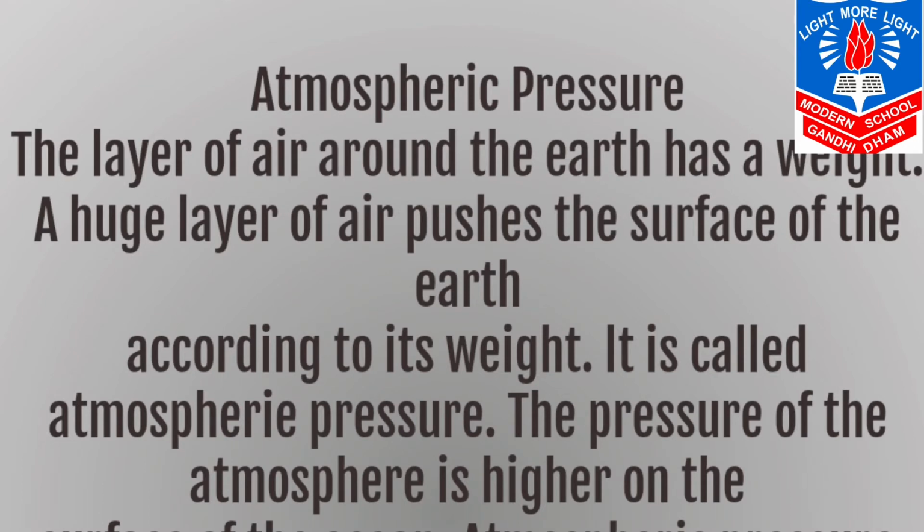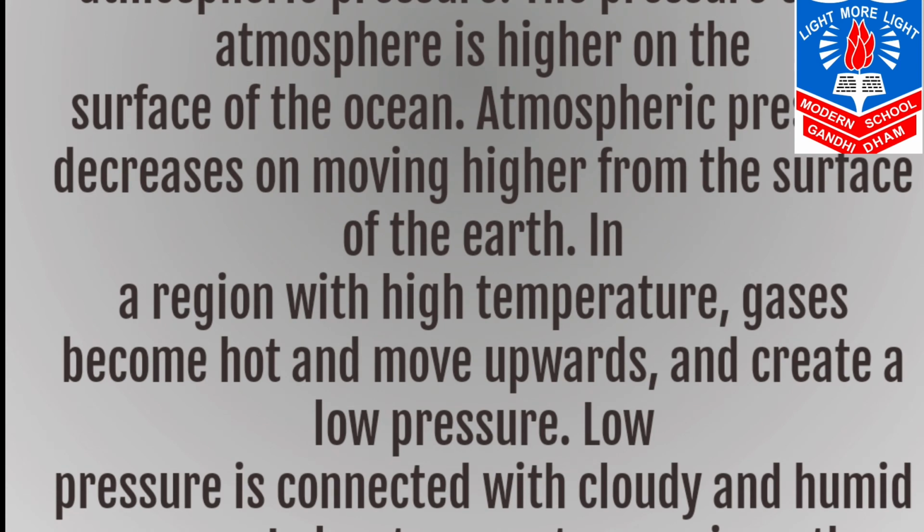Now what is atmospheric pressure? That is the layer of the air that is around the earth. It has a weight. Now a huge layer of air pushes the surface of the earth according to its weight. अगर ज़्यादा लेयर होगी of air, it pushes the surface of the earth according to its weight. So it is known as atmospheric pressure. Now the atmospheric pressure is higher on the ocean, and atmospheric pressure decreases on moving up from the surface of the earth.